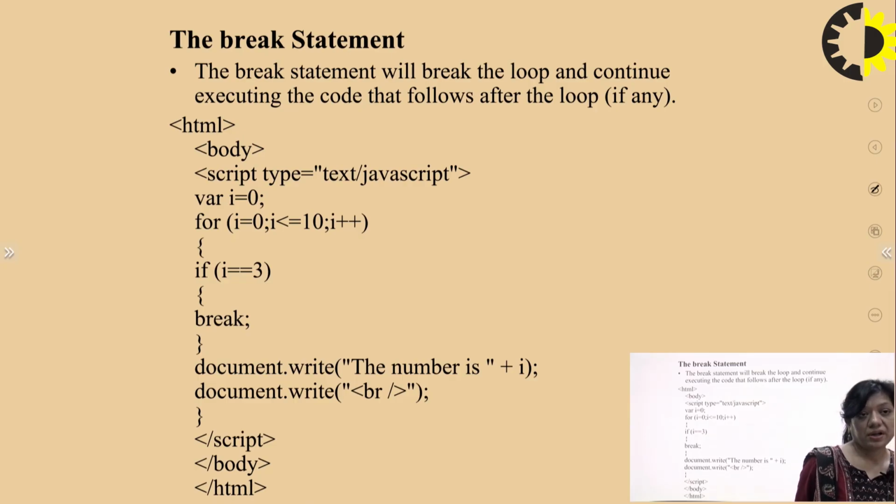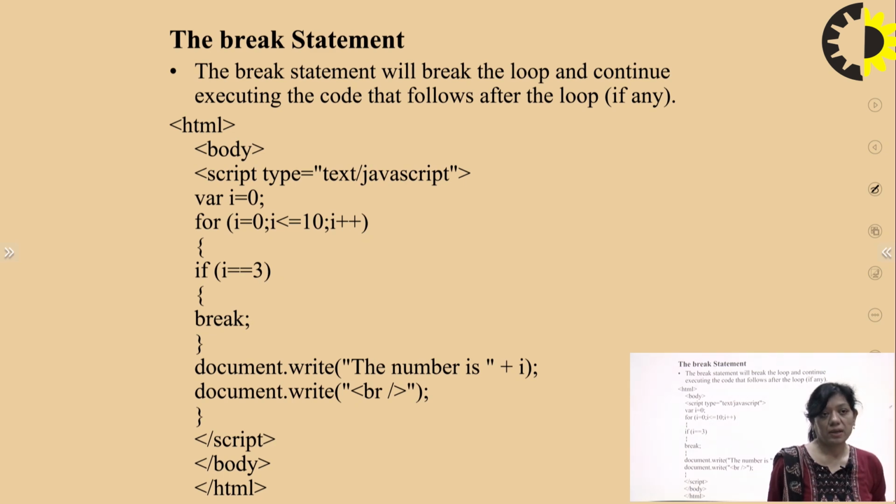So I have created a for loop for i equal to 0, i less than or equal to 10, and i plus plus. Here I have mentioned the condition: if i is equal to 3, the loop will break. So how will this loop work? When i is equal to 0, 0 is less than or equal to 10, the condition is true, and the value of i would be printed, that is 0.